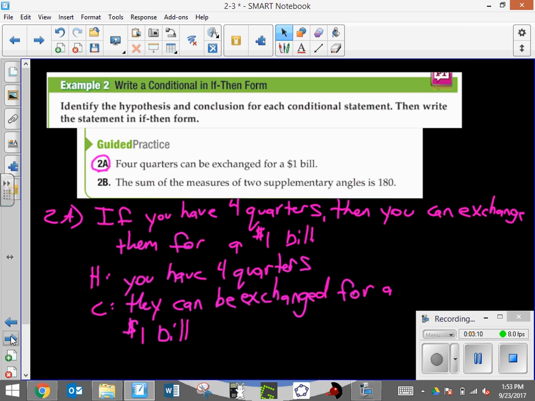Again, just identifying the hypothesis and conclusion, you might have to change your statements to if-then form first before you do that.